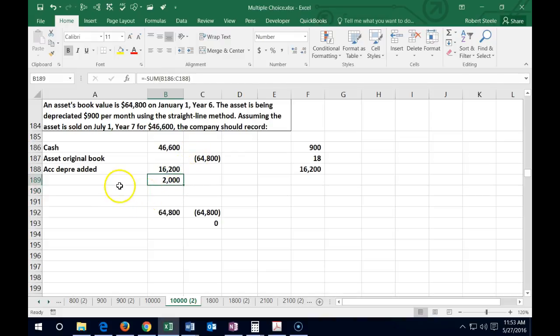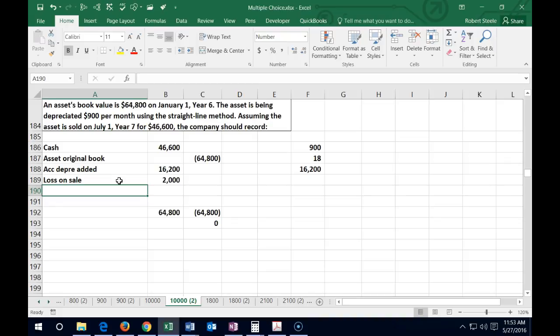Then the only question is, what should that account be? And in this case, it's going to be a loss on sale. Why is it a loss? Well, one, it's going to be on the income statement, and it's a debit, and that would indicate that it's kind of like an expense, going to decrease net income.